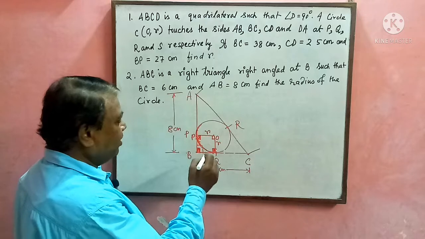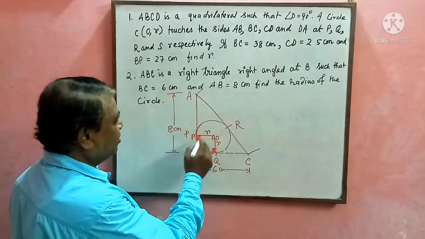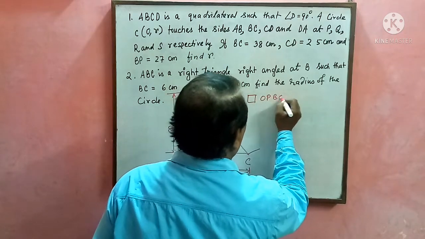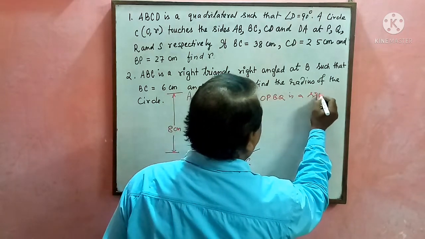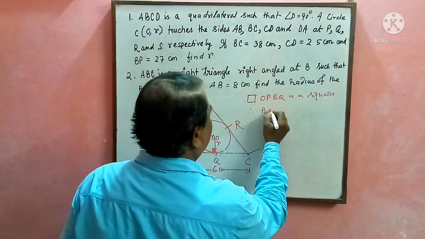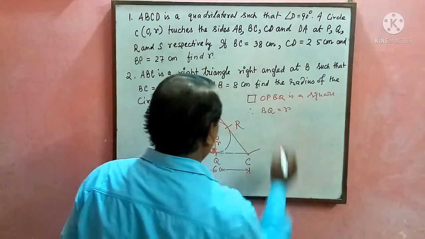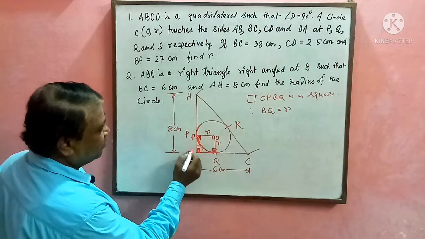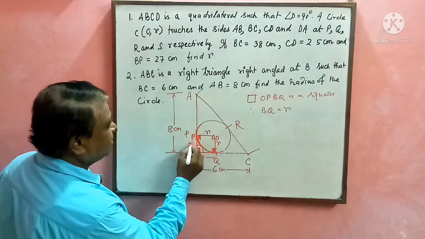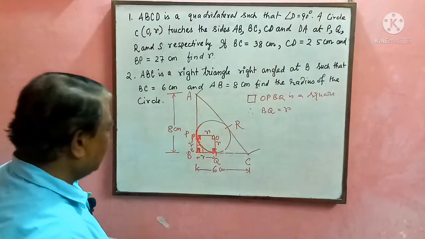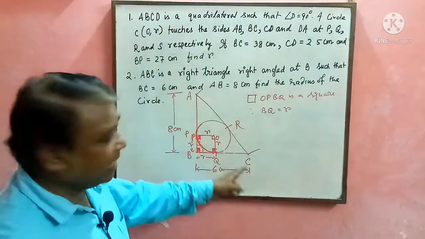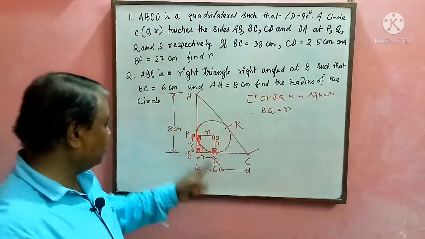So OPBQ is a square. Therefore, BQ is equal to radius. If BQ is radius, PB is also radius, so definitely this is also radius. Now here you have to find AC with the help of Pythagoras theorem.